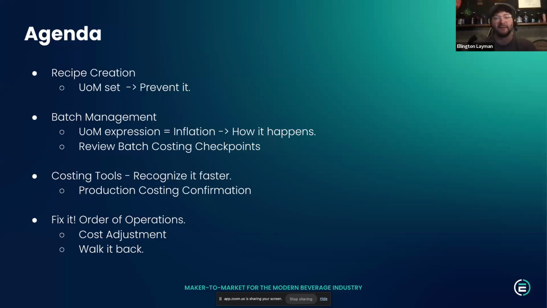The agenda for this meeting: we're going to go through recipe creation and see where costing gets set in those recipes, what causes that costing to get inflated in batch management through the expression of those units of measure. And that's the most likely scenario, right? Our unit of measure gets inflated on one component and then it gets out of whack. We're going to walk through other costing tools on how you can fix that problem, recognize it earlier, talk about some of the logic involved in costing, and then how you can fix it, the order of operations to get that back on track.